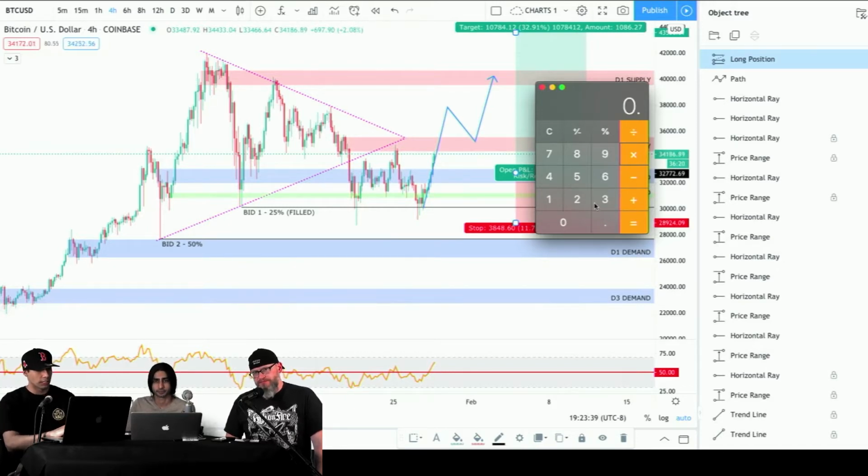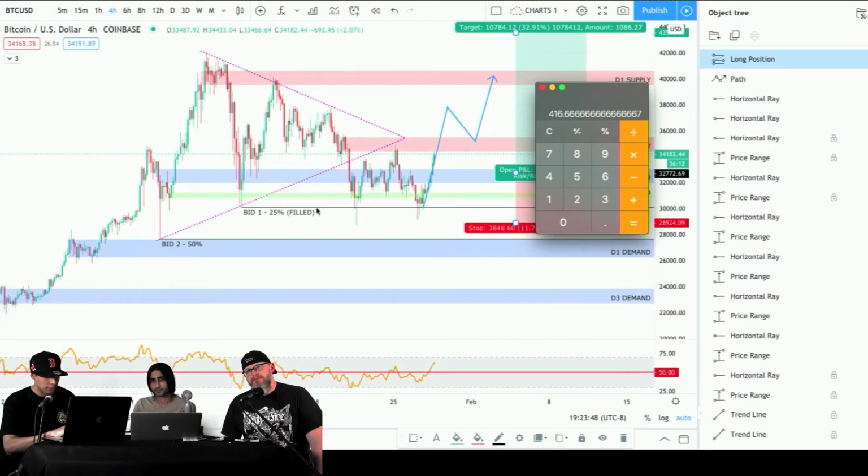If we know that this bid was filled, maybe up here in this range, around 25%, you want to start de-risking yourself so that this position is only $420. You know what I'm saying? So take some profits so that the remaining open position you have is only $420.